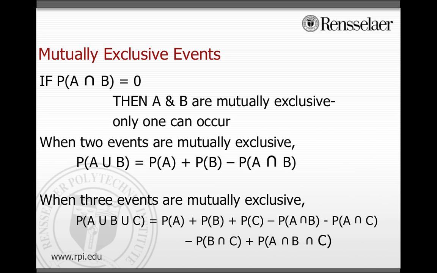And of course this gets a little more complicated when there are three events. As you can see from the formula on the bottom of your screen, you not only have to subtract out the double counted parts, but you also have to add in something that's been subtracted out one too many times.